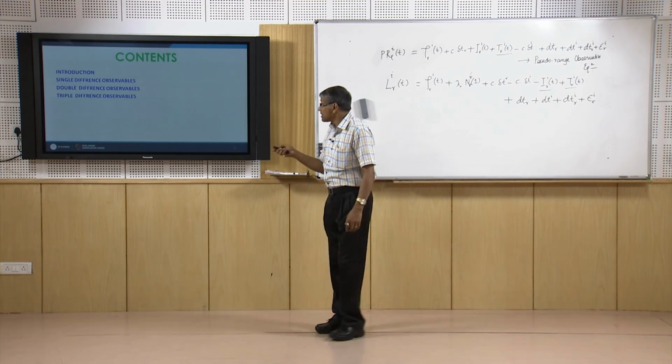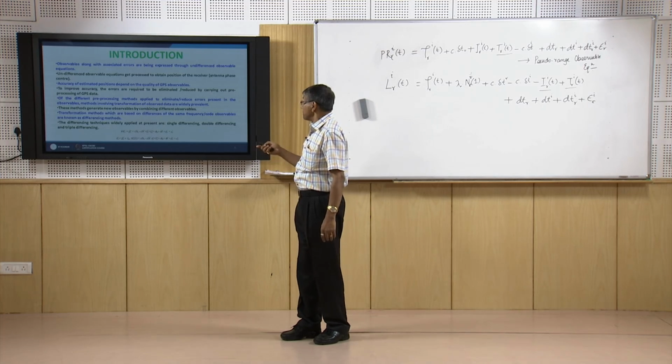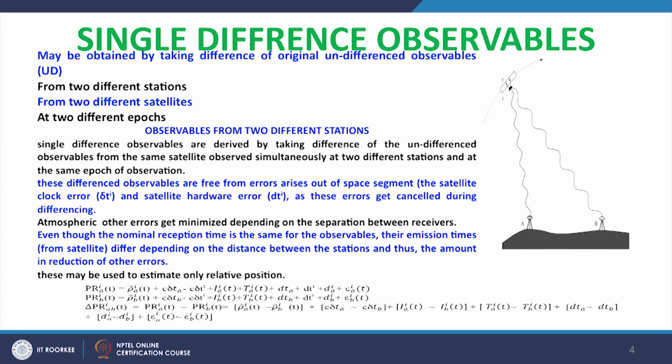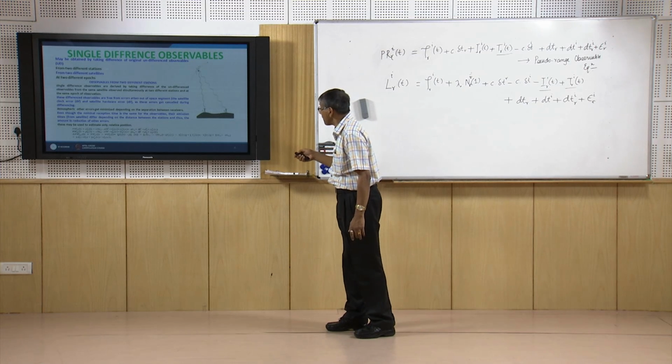Now, let me start with the single difference GPS observables. By the name itself we can understand that in the case of a single difference observable we will take a one-time difference of these observables, but how will you take it? There are three ways it can be done. In the first case we will take the difference of observables between two different stations taken from a single satellite at the same epoch of observation.